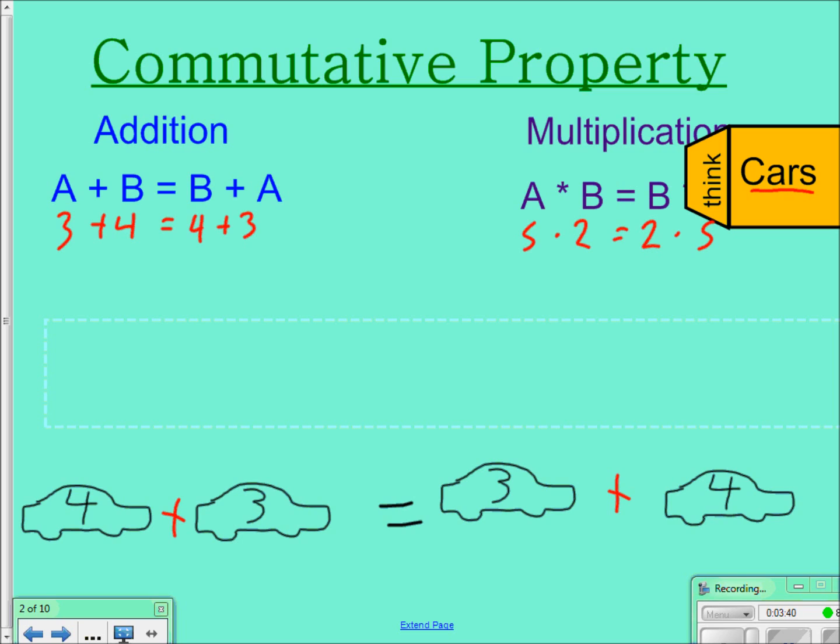We think cars because the numbers actually move. They move where they're at. The 4 was first, now the 4 is second. They move where they're at. If you need to pause it to get the rest of this drawn, you can pause the video as you're working here to finish up your drawings. I'm going to move forward.